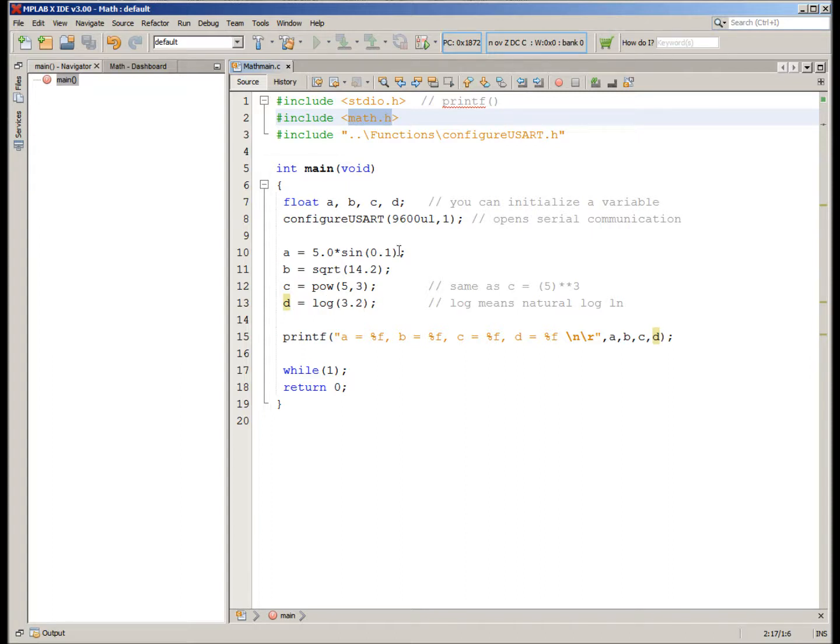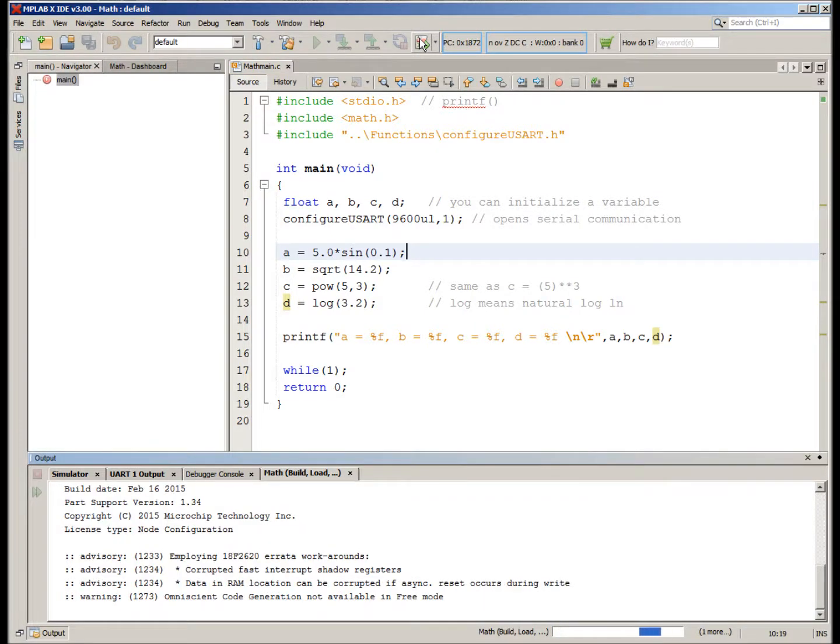So here we have down here sine. Remember, sine is of an angle in radians. Square root, power, that's the same as 5 raised to the power of 3. And log actually is the natural log, not the base 10 log. These will all produce floating or decimal numbers, so we've defined the variables as floats. So let's debug this and see what the output is.